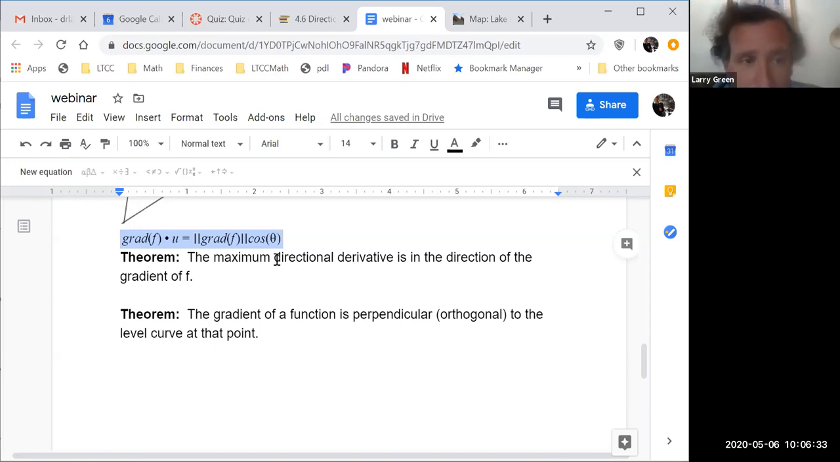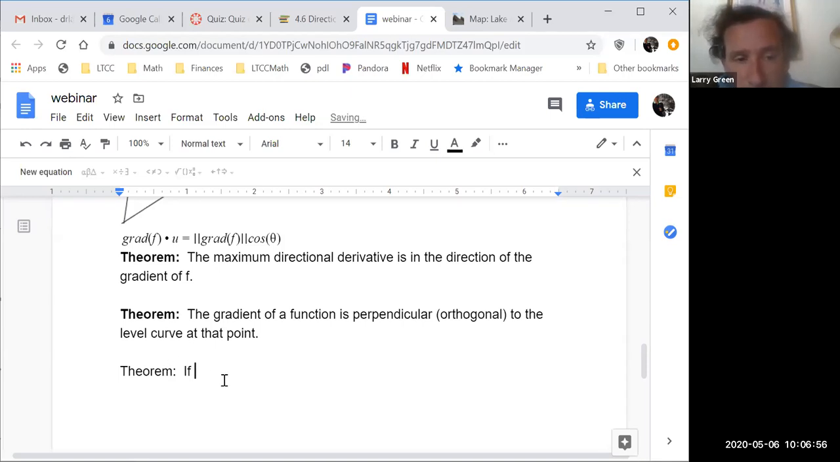It comes from grad f dot u. If you want it to be 0, then theta better be pi over 2. Okay, negative pi over 2, but that's the same thing. Still perpendicular. Any questions on that? Okay, theorem. This is a very important theorem too. These are all really important, by the way.